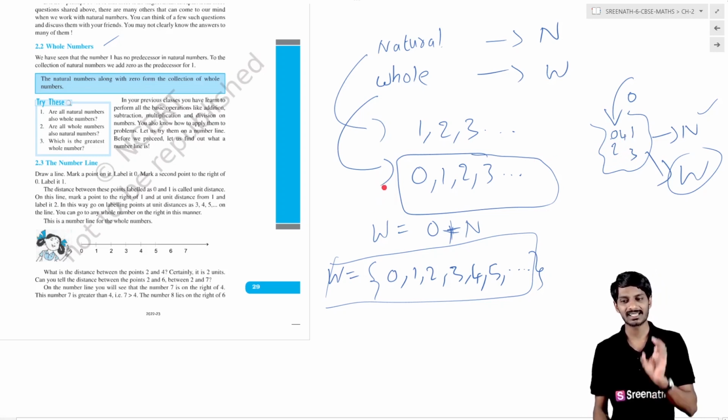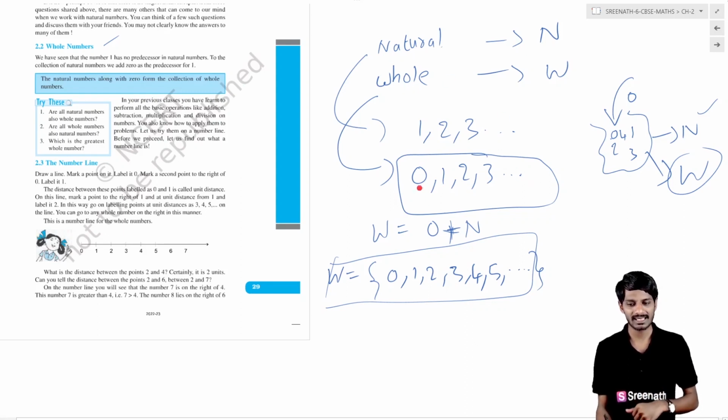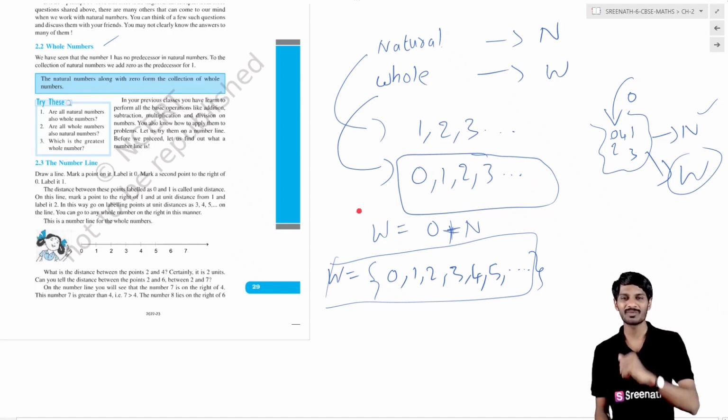Okay, that's it students. That is about the whole numbers. Basically, what is the difference between natural numbers and whole numbers? The only difference is that whole numbers contain 0. That is the extra thing. That's it. So we have completed the second topic also, students.